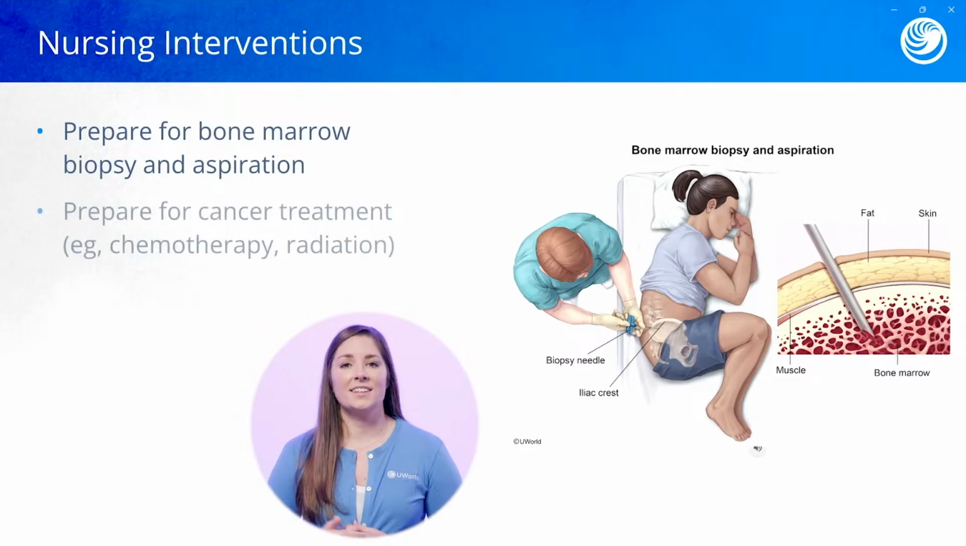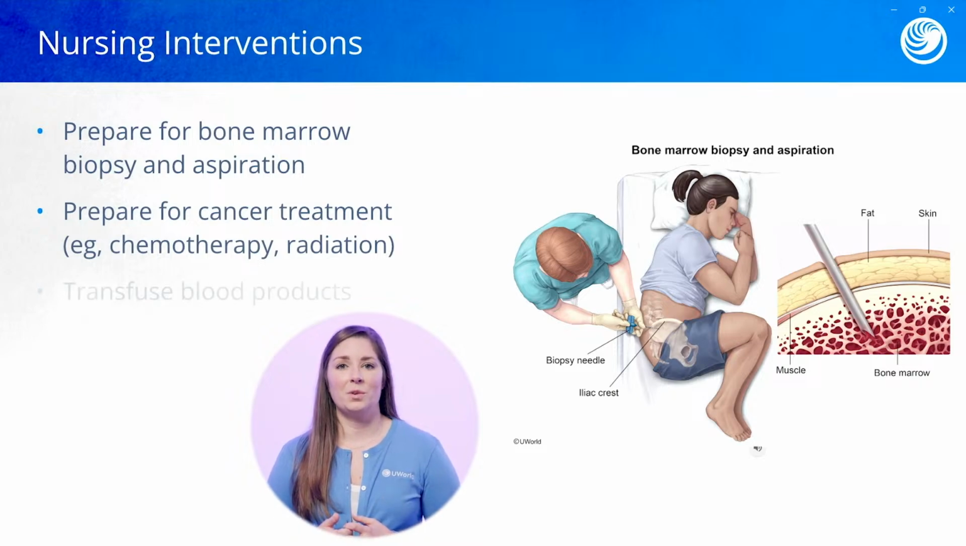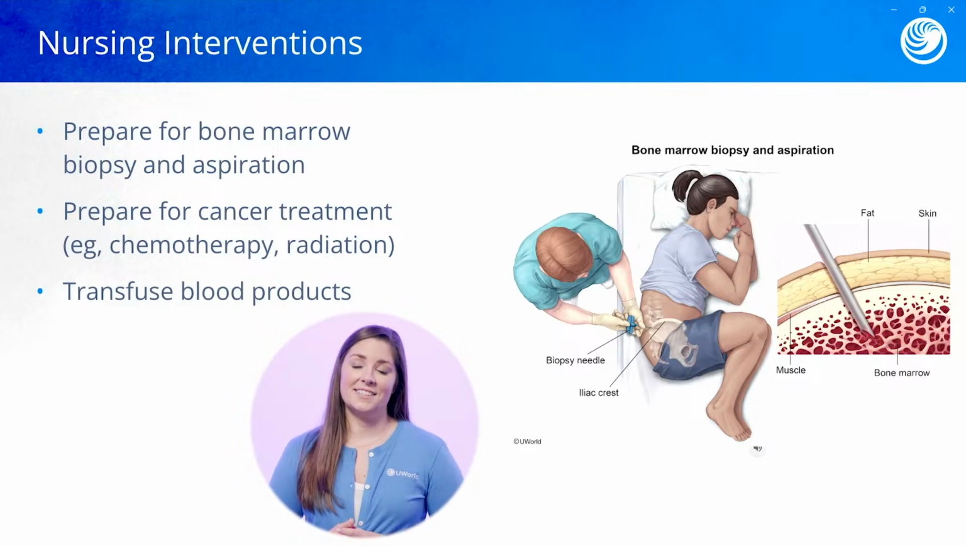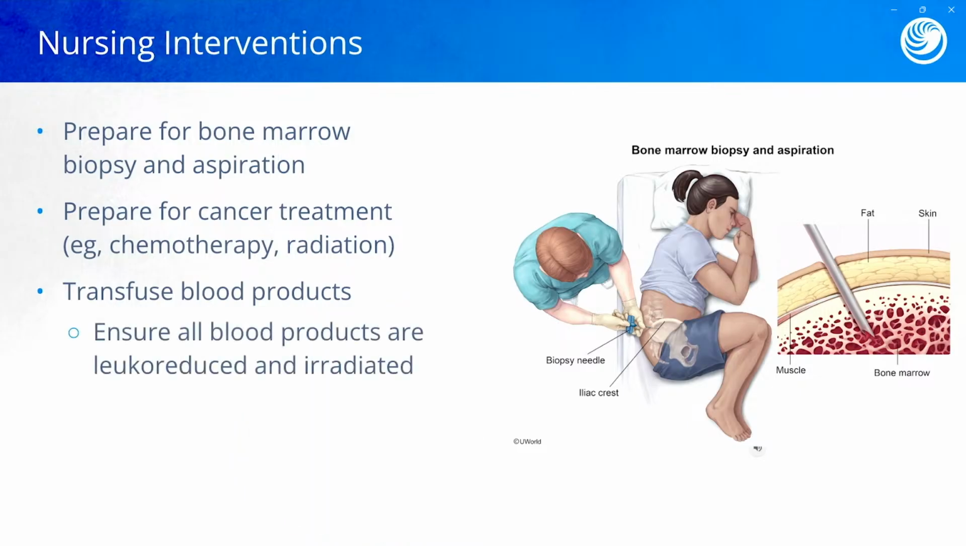Preparing the client for chemotherapy is also important. Radiation may also be a part of the plan, and this is to decrease that overproduction of those immature cells. These clients have a decrease in all of their mature cells, so we want to replace whichever cells are decreased. So if they're low in platelets, we'll give them platelets. If they're anemic, we'll give them red blood cells. We want to make sure that they are leukoreduced and irradiated.